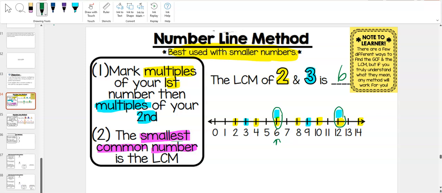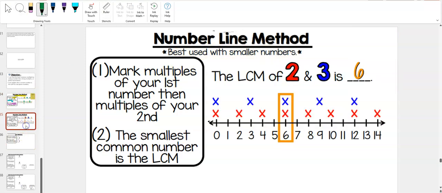So you can probably see why we use this with smaller numbers, because if you're doing this with 56 and 30, you're going to be skip counting to really big numbers, and you don't really want to make a number line that big. It just takes a lot of time. You can, but it takes a lot of time. So I'm going to show you some better ways to do it, but using our number line is a good option. Okay, here's a nice visual for you too if you want to do it with X's.